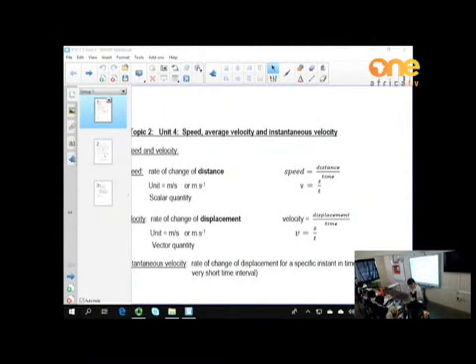Homework, exercise 1 on page 104. Let's quickly have a look. It wasn't very difficult, but it has to do with speed and velocity and distance and displacement. All right. So, a train begins a journey from a station and travels 60 kilometers in a time of 20 minutes. What is the average speed?